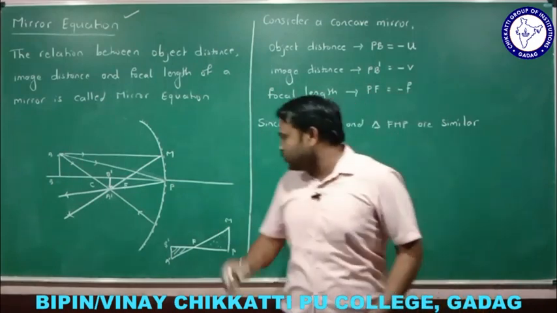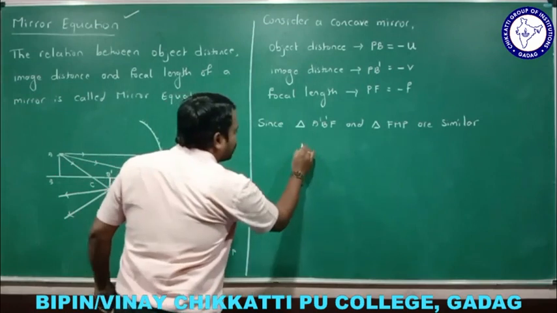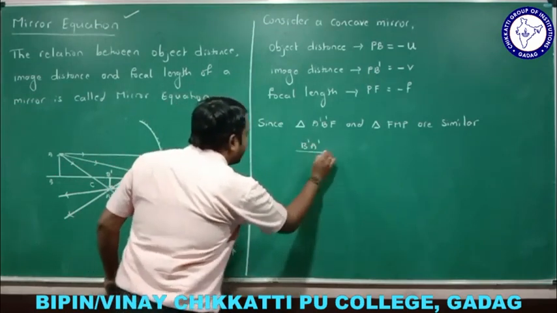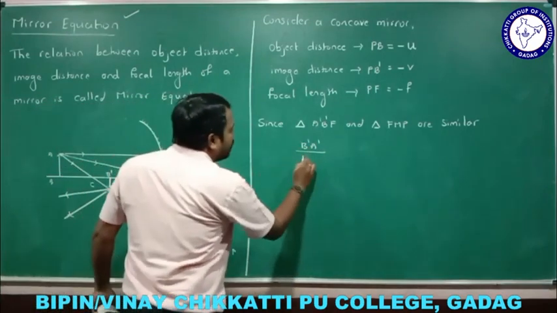Let me go with the first one. B dash A dash divided by the corresponding side of B dash A dash, which is MP.